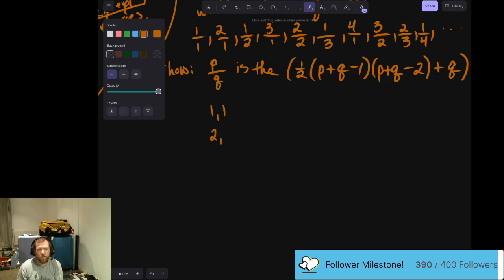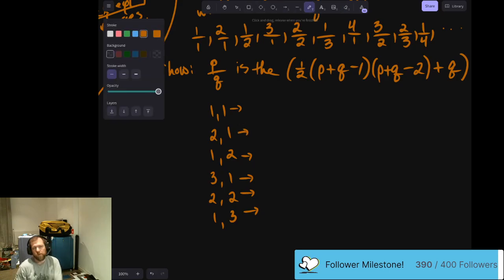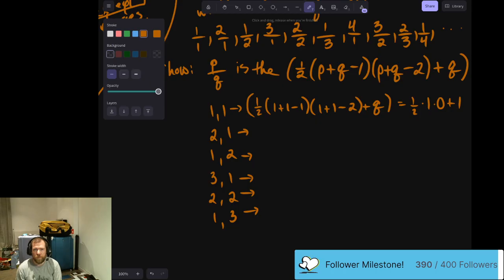Alright, so this is one half times (1 plus 1 minus 1) times (1 plus 1 minus 2) plus Q. That is going to be equal to one half times 1 times 0, plus 1, which is just equal to 1. So, looking good so far.